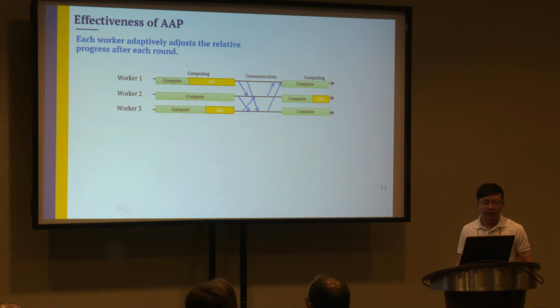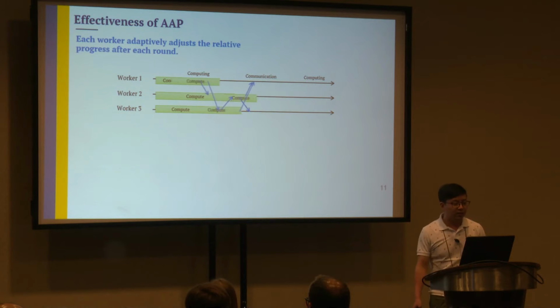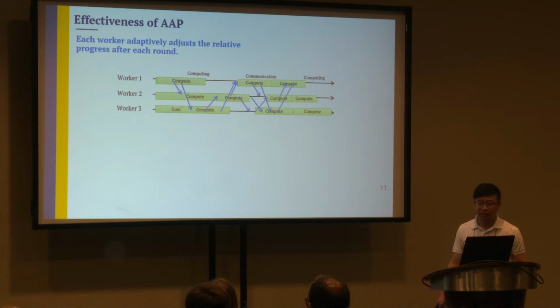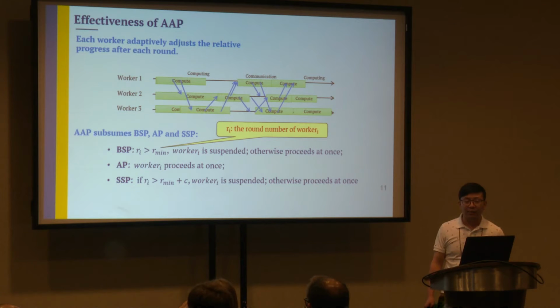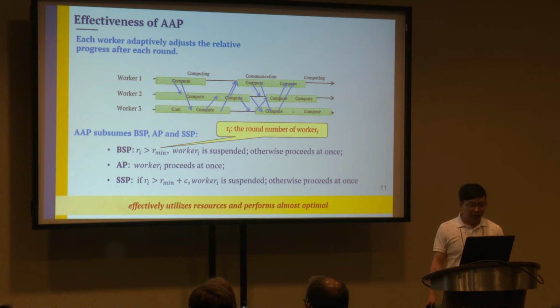In AAP, each worker adaptively adjusts its relative progress after each round, so it can optimize the process like this and reduce the idle time. Better still, AAP subsumes BSP, AP, and SSP. For BSP, it suspends worker i if the round number of worker i is greater than the minimum round number. For AP, each worker processes at once when receiving a message. For SSP, it suspends worker i if the round number is greater than the minimum round number plus a constant C. So AAP can perform almost optimally.